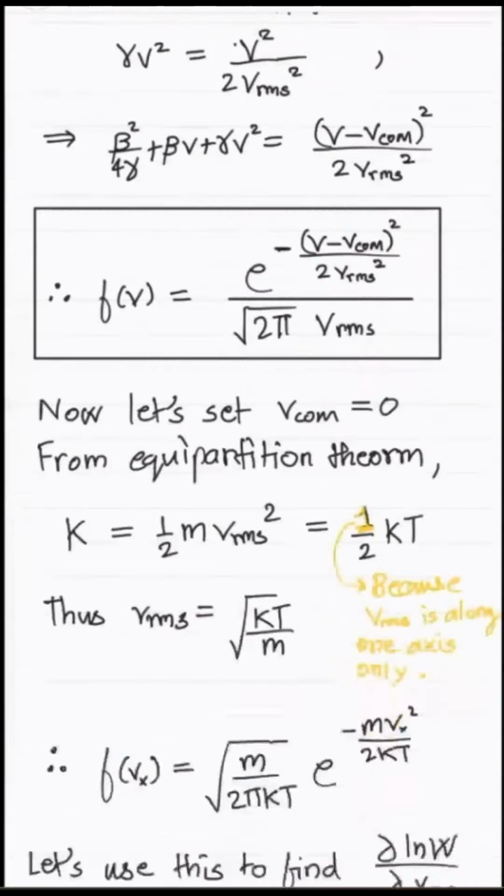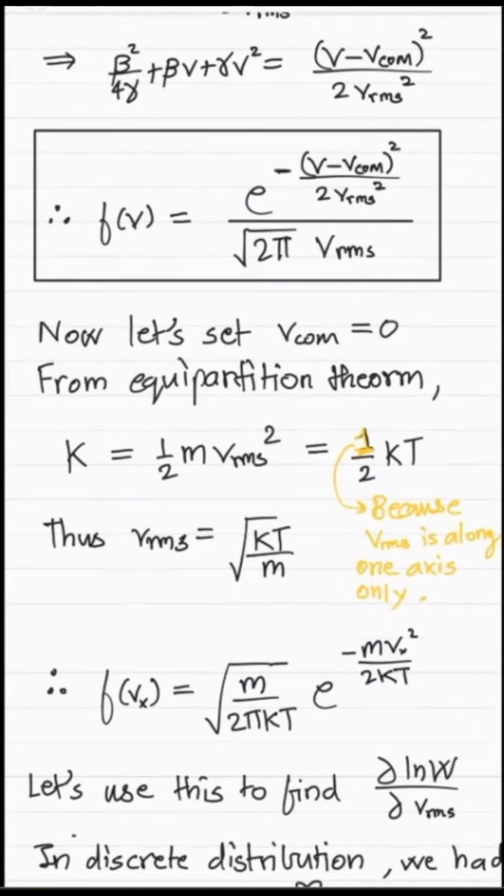And that's equal to this thing. Cool. Now, just to make some simplifications, we just set v center of mass to be equal to 0. So now that we know what's actually going to happen when center of mass is not 0, we can set it to be equal to 0 so that we can go into more equations. Then this just becomes f of v is equal to e power negative v squared upon 2 vrms squared upon square root of 2 pi times vrms.